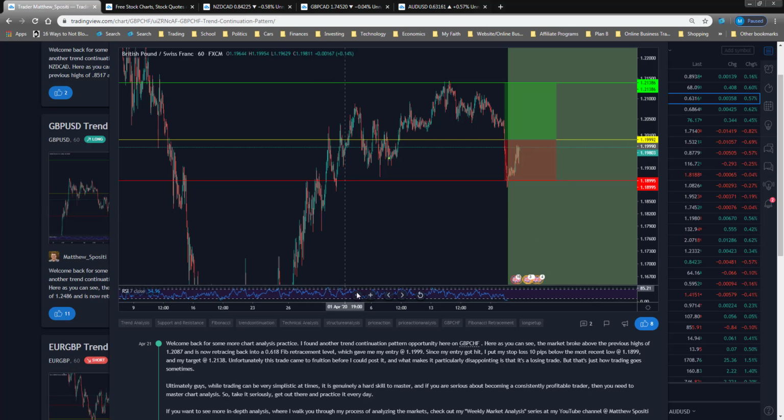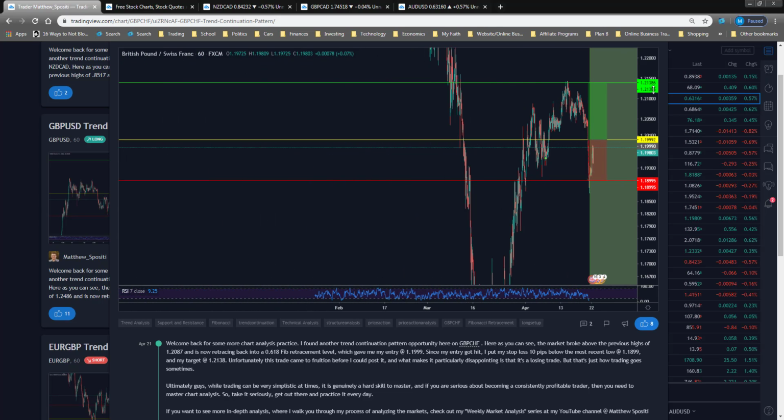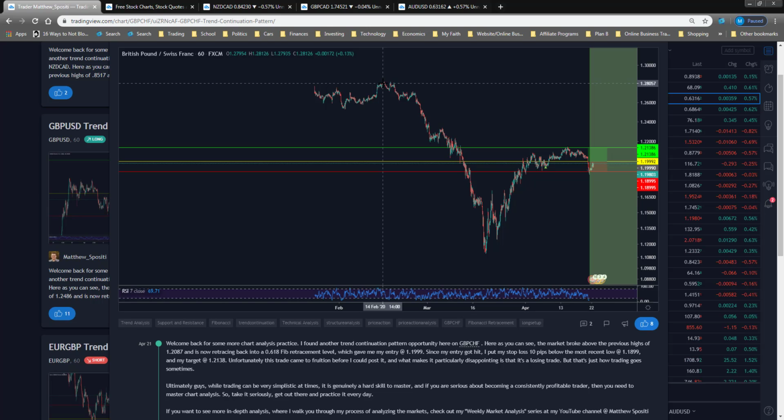If we zoom out all the way here, we have been bearish since at least February 14th, and it's not showing me the rest. So this could be just a short-term decline, and we could be going back up after this. I have no idea. Just going to have to wait and see on that one.